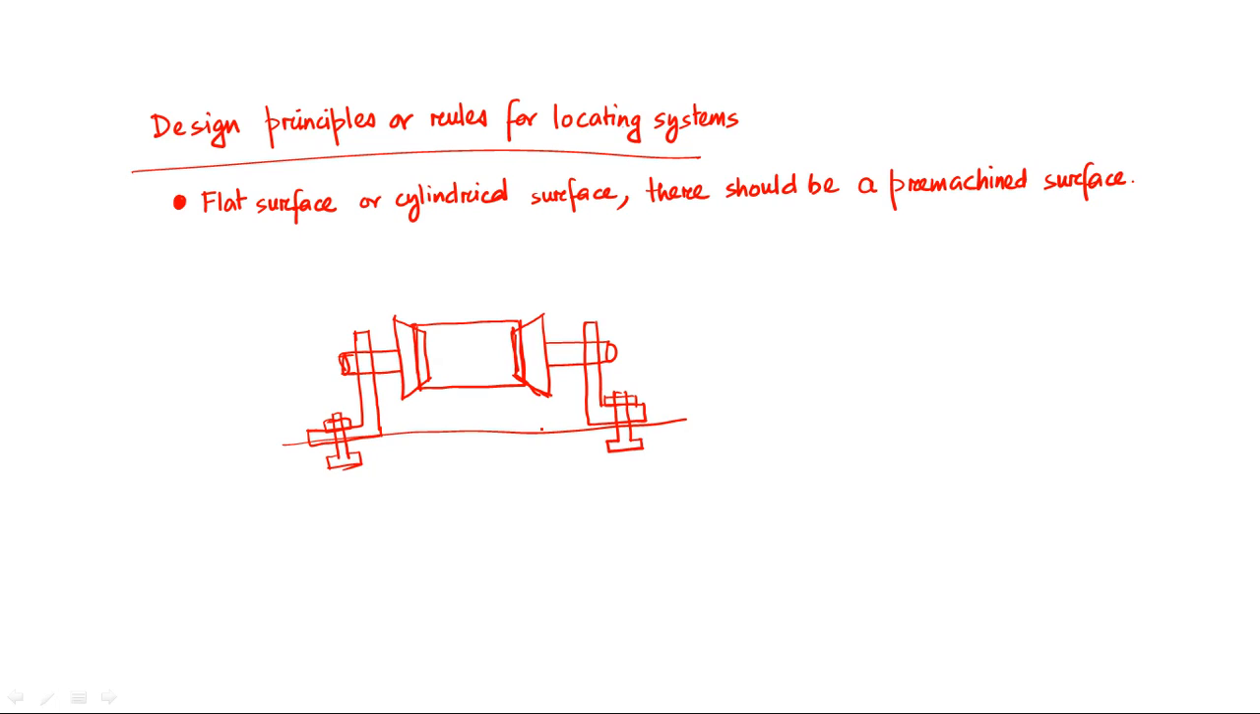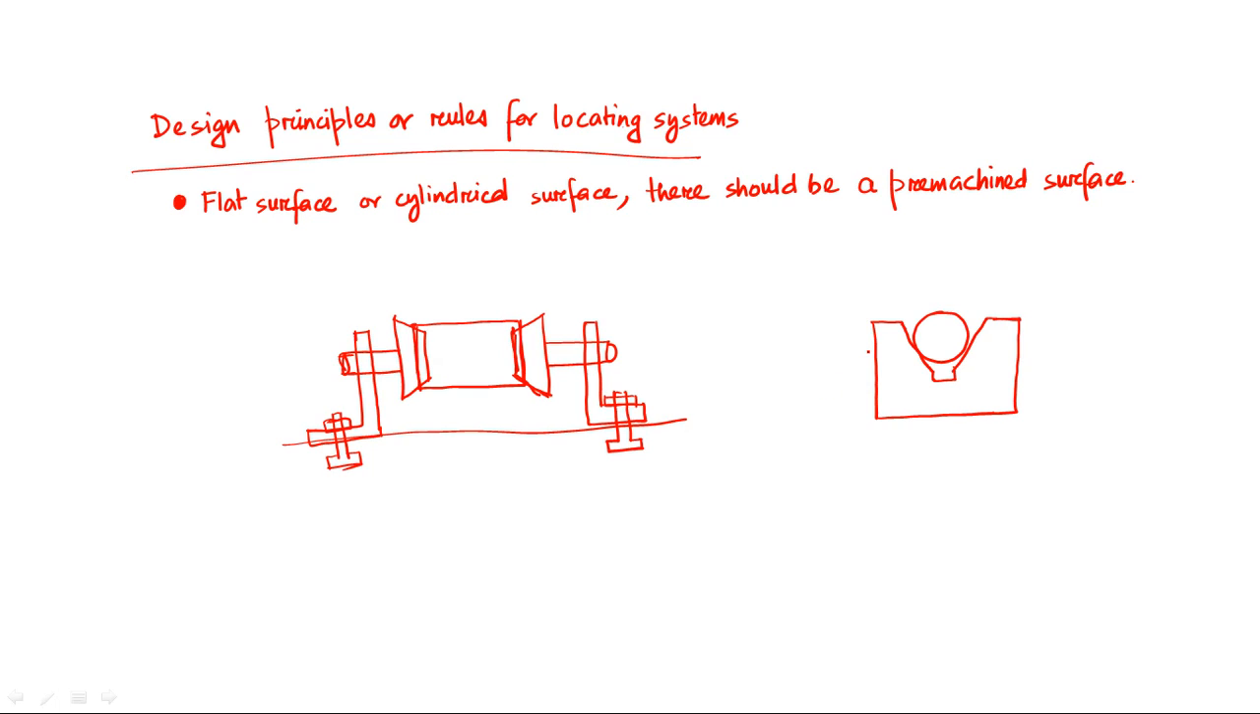Next is another way of holding any cylindrical shaped job: a V block. With the help of a V block we can hold any cylindrical shaped job. So if this is a cylindrical shaped job, then we can use a V block to provide support to the cylinder.